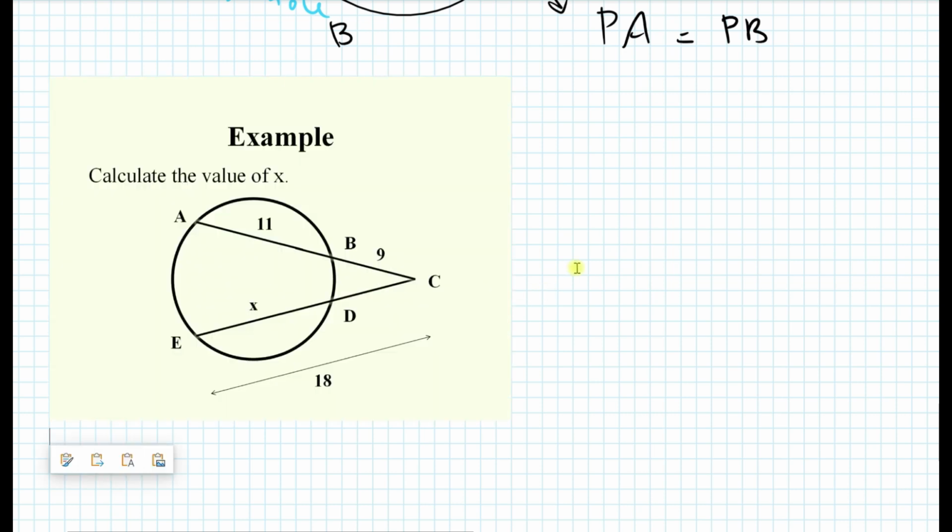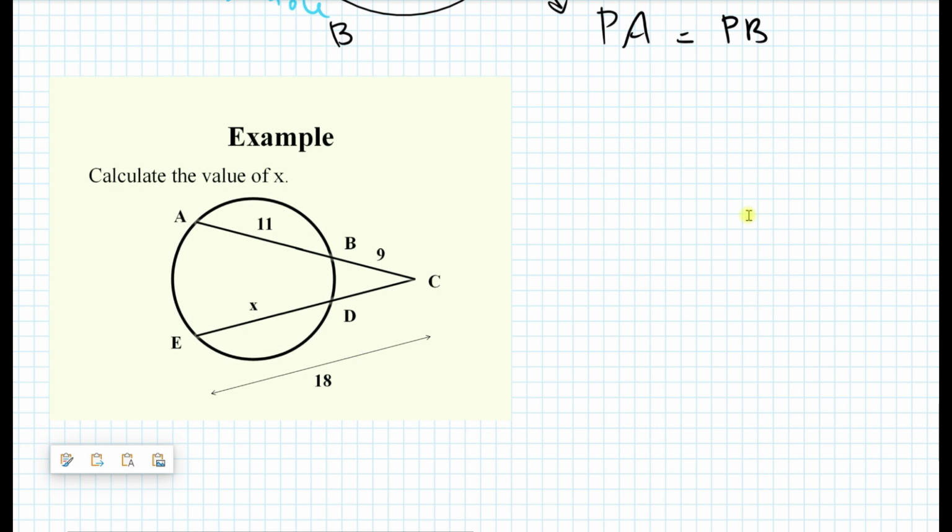It says here, calculate the value of x. Here we have two secants. We know AB is 11, AC is 11 plus 9, okay? So we have EC is 18. How do you find the value of x? At this point, if you would like to pause the video and try it out, go ahead. Okay, so let's go back to this.